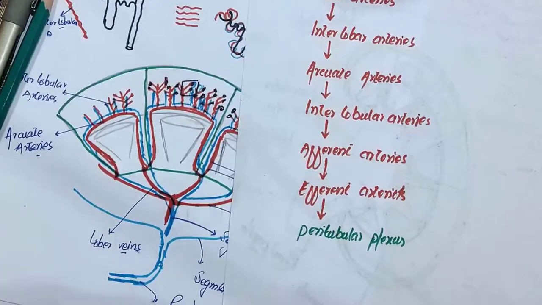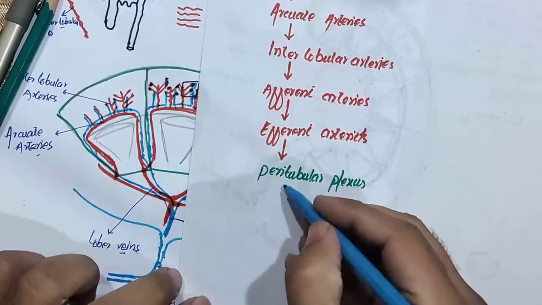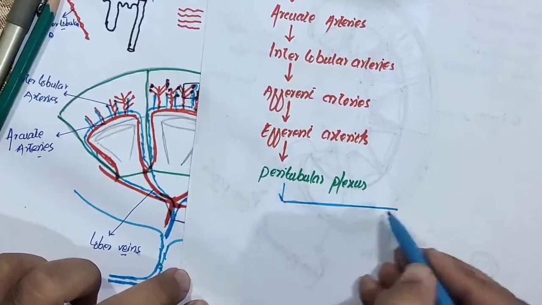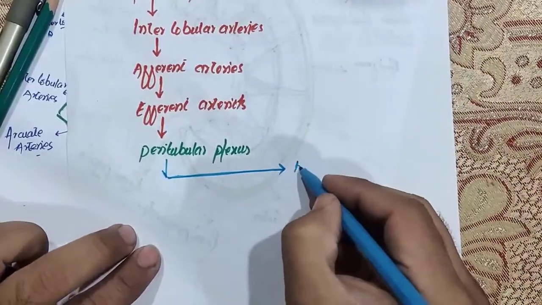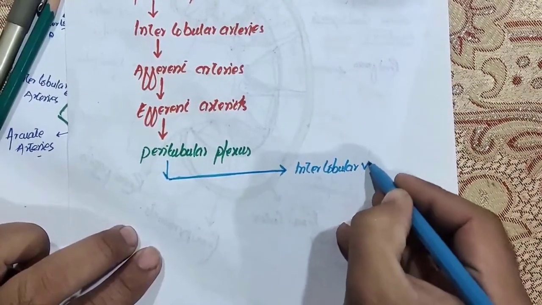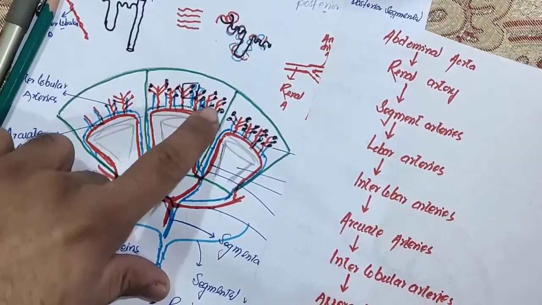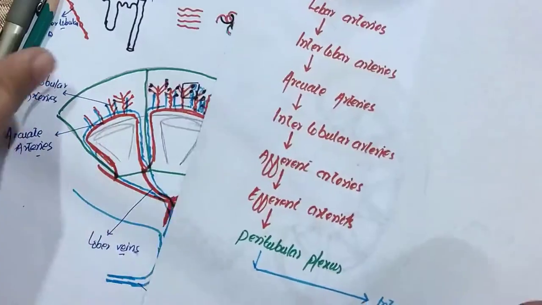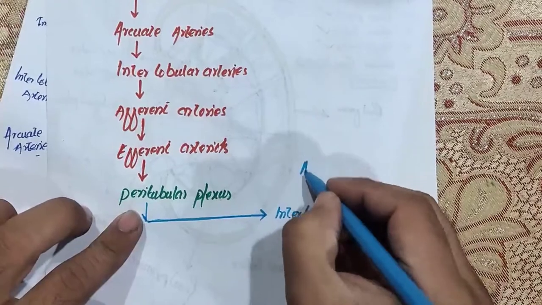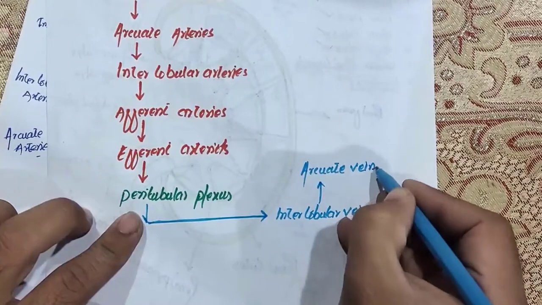Now the peritubular plexus will join the interlobular veins, right? Look carefully, now we are taking the blood back. They will join the interlobular veins, like this. Here I told you these are the interlobular veins, the blue color, right? Then the interlobular veins will make the arcuate veins, like this. They are taking the blood back.